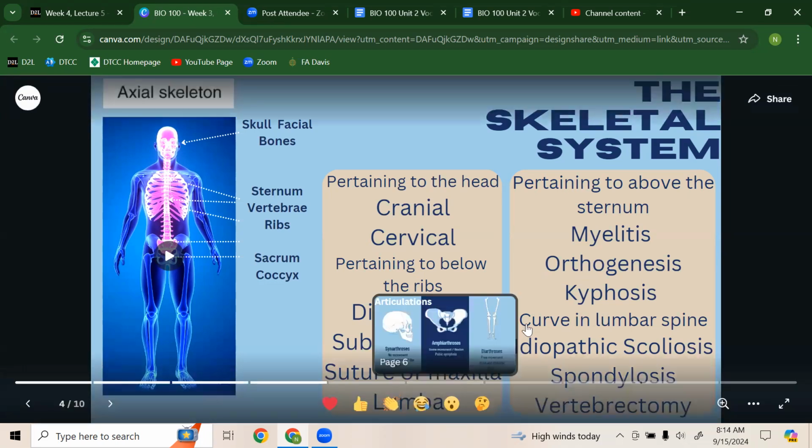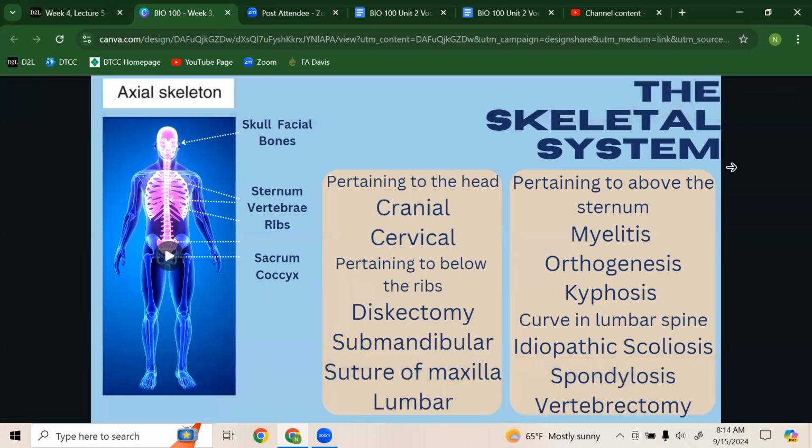Lumbar, we said, is our low back. Sorry, guys, I can't control it popping up on me.